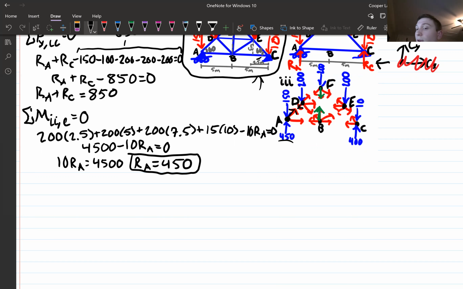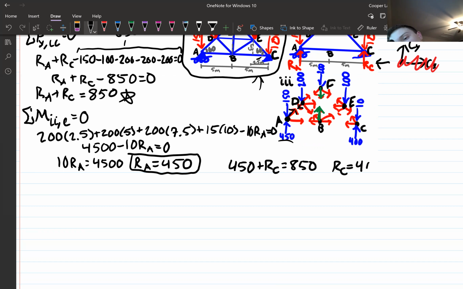So now what I'm going to do is use that and plug this into my equation up here to get r sub c. So that tells me that 450 plus r sub c equals 850, which means when I subtract 450 to the other side, I end up getting r sub c equals 400.